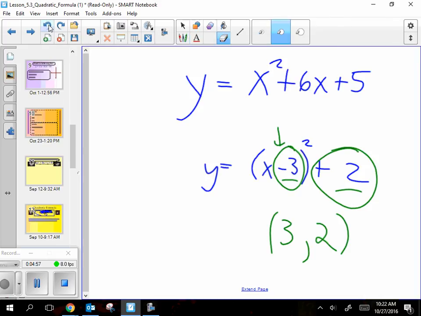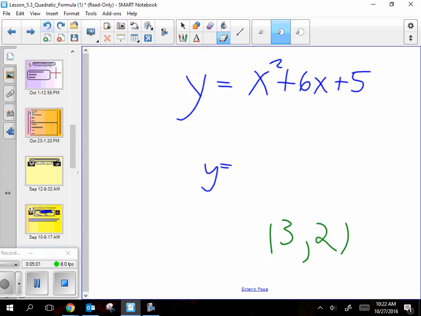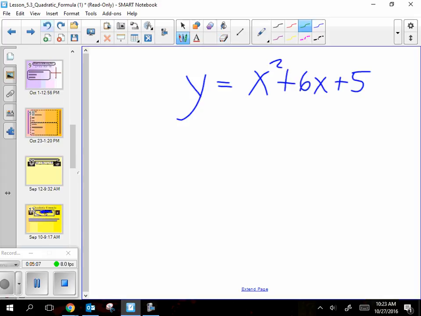Now how am I going to get that from this? Well, I know the answer is 3 comma 2. Well, that was here. Let's go back to x equals negative b over 2a. You know, I told you a formula the other day that you were supposed to memorize. Who could regurgitate it for me right now?